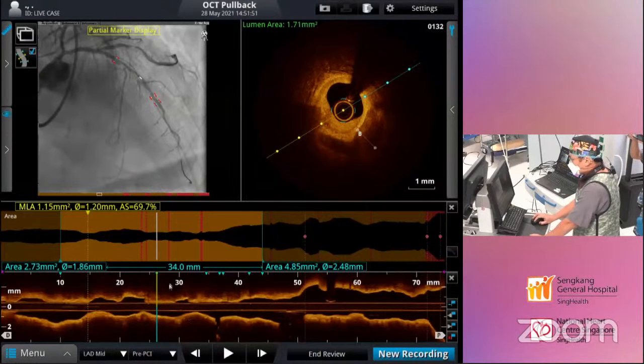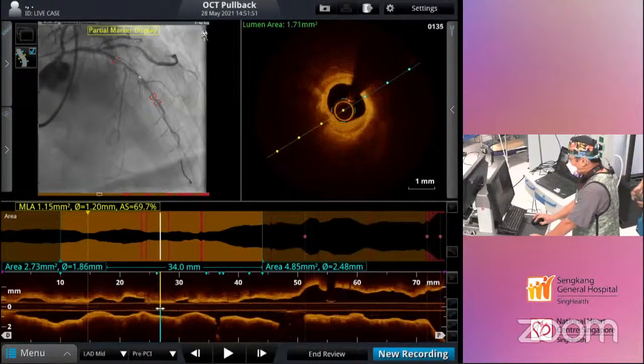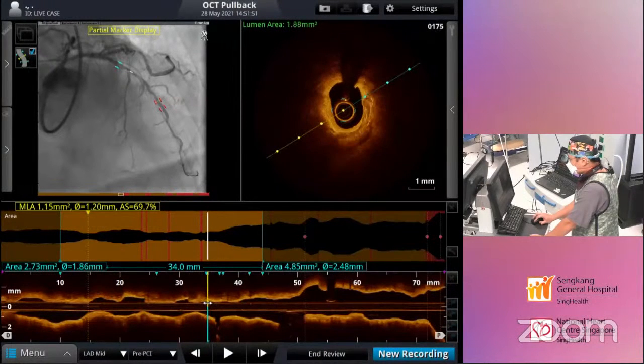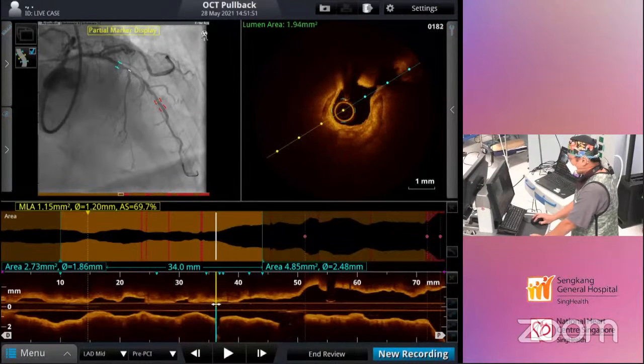So one of it is maximum calcium thickness. So here, calcium thickness is 0.97. So that's more than the 0.5 millimeter cutoff. There are other areas where the calcium thickness is also quite significant. It's about 1 millimeter there. So it already scores 2 points there.